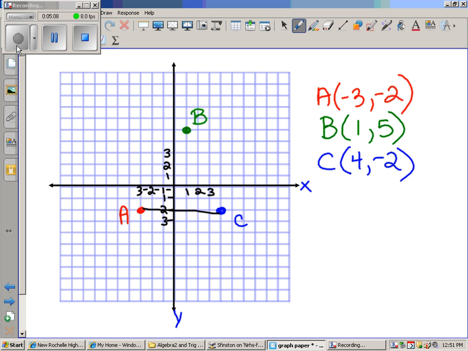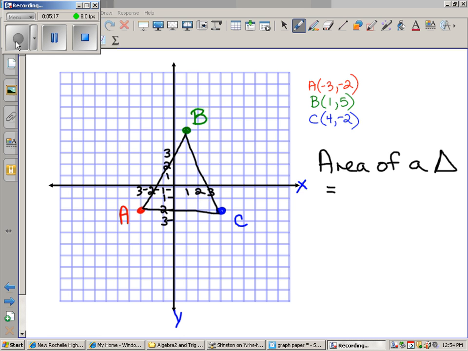And then I'm going to connect it. What kind of shape do we have? Nice. Yep, got a triangle. Okay, so we plotted down all our points, and now we got to find the area of a triangle. Does anybody know the formula?